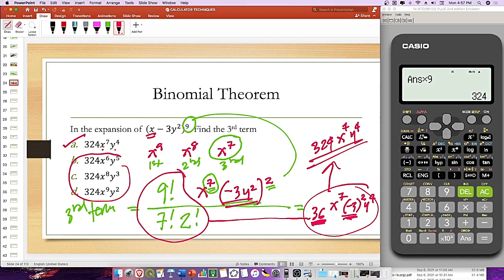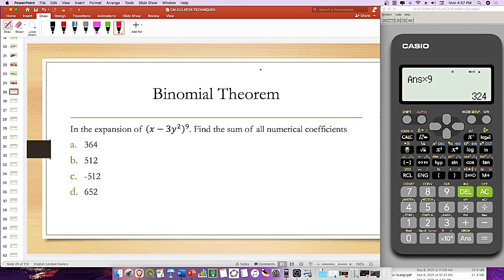Okay? It's easy. Did you memorize any formulas? Did you use any formulas? No. We just collect the total power, which is 9, and then take the factorial. And we just use the powers of x, the 7 factorial, and the powers of the next term, which is 2 factorial. So we didn't use any formulas here. Let's try it again using this problem.